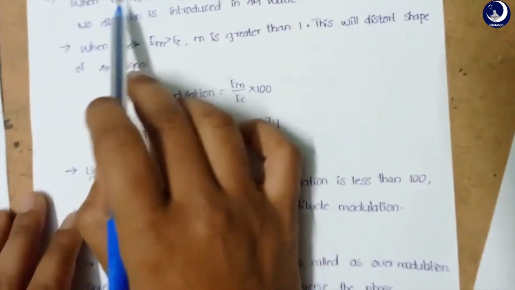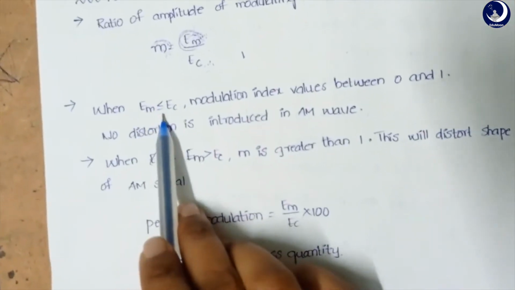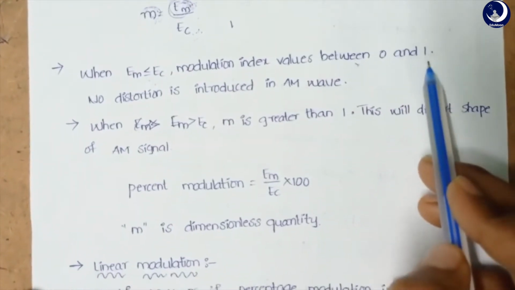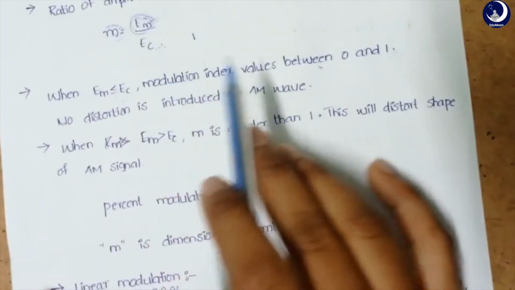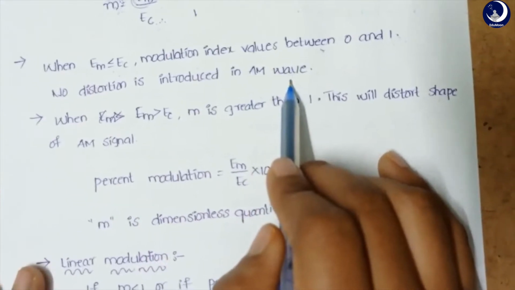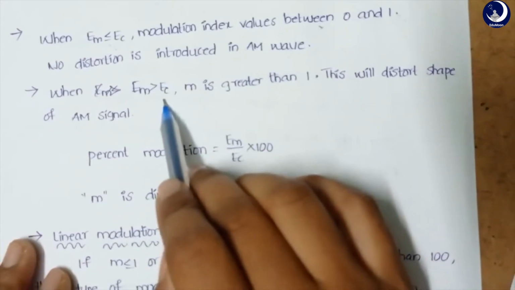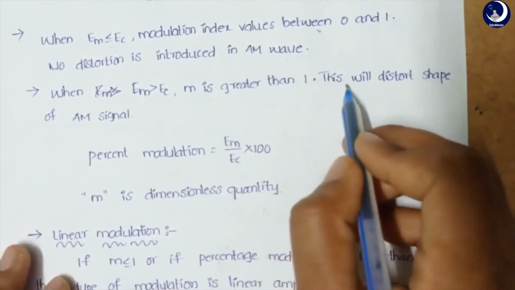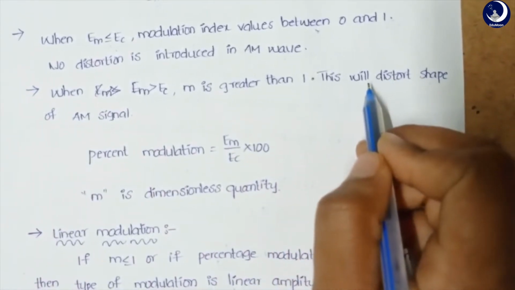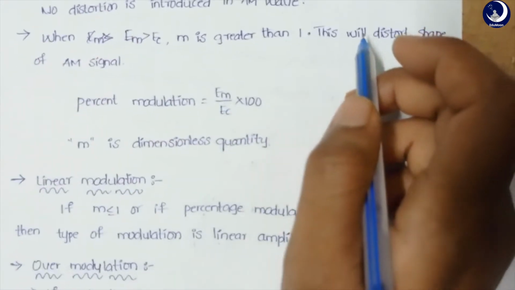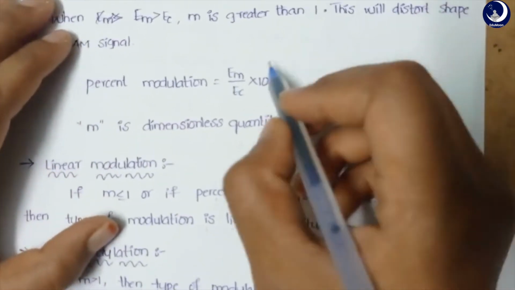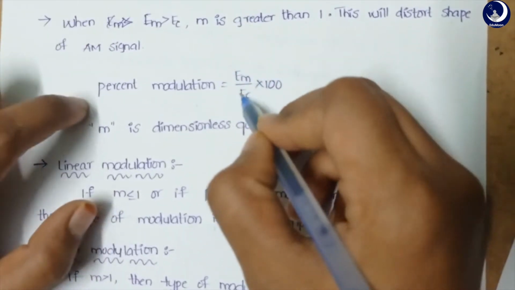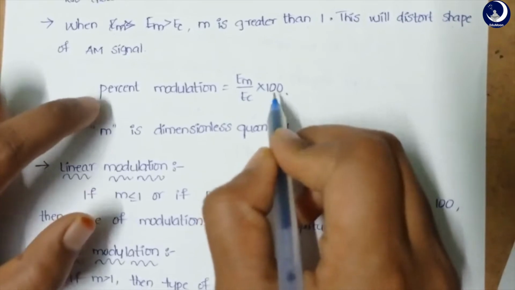So that is given here. When Em is less than or equal to Ec, we get modulation index values between 0 and 1, and there will be no distortion introduced in the AM wave. And when Em is greater than Ec, then m is also greater than 1, and there will be some distortion in the AM signal. Then, what is percentage modulation? Just multiply this modulation index with 100, then we get percentage modulation.